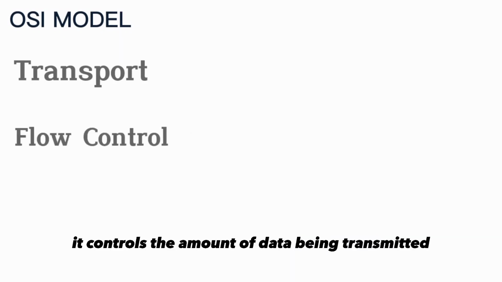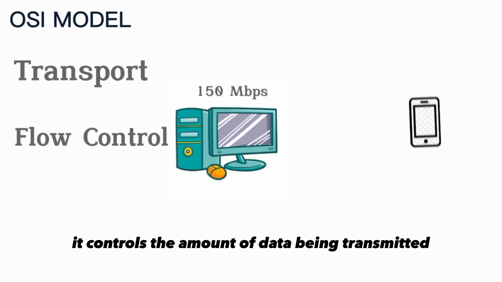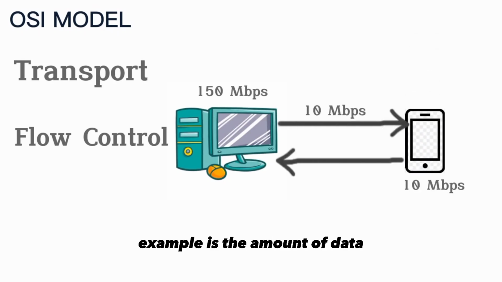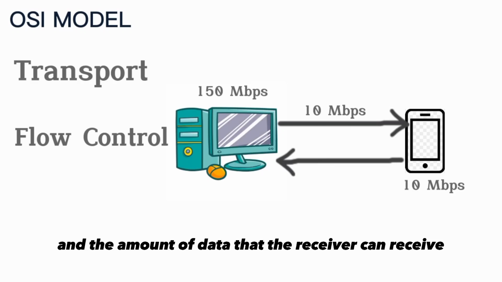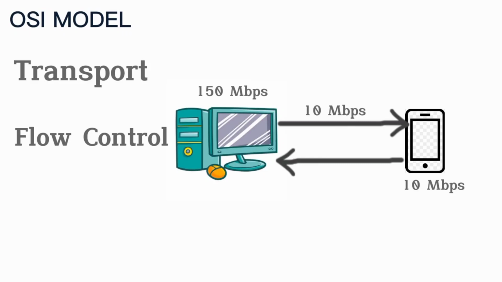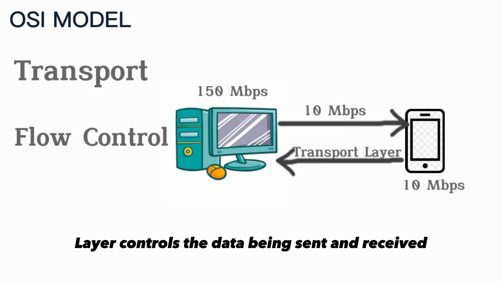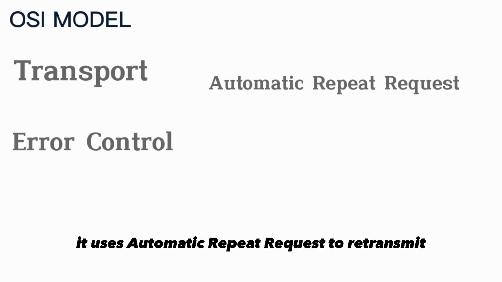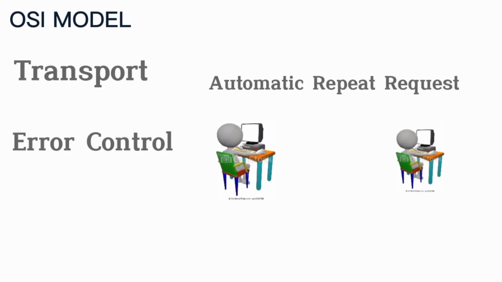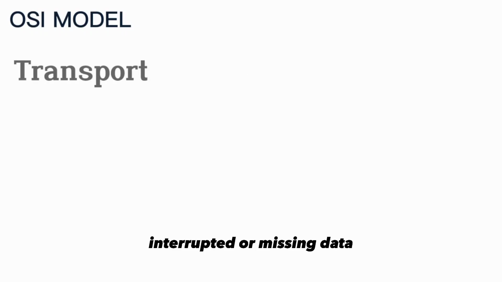In flow control, it controls the amount of data being transmitted. An example is the amount of data a sender can transfer in Mbps and the amount of data that the receiver can receive. The transport layer controls the data being sent and received in different devices. Error control: when data is not received, it uses automatic repeat request to retransmit the corrupted or missing data.